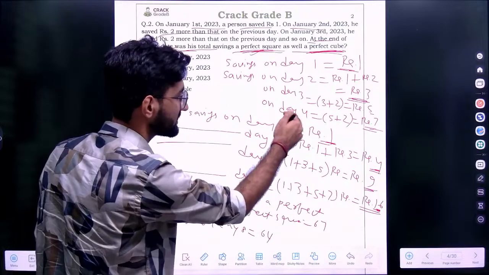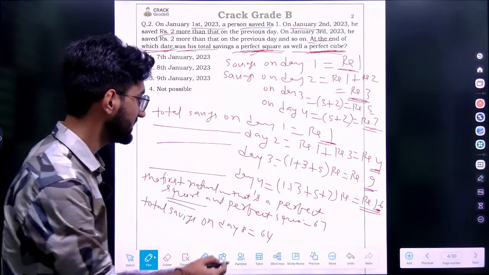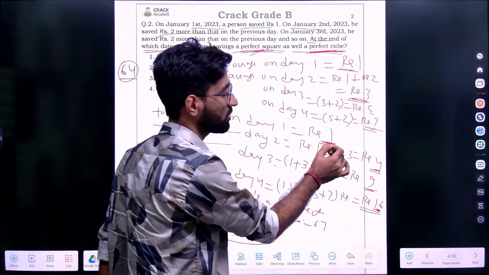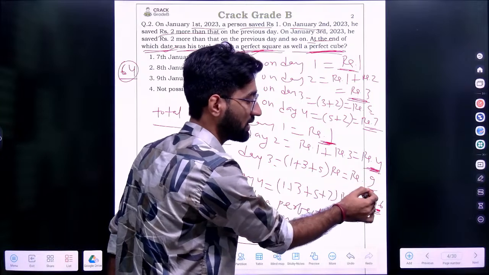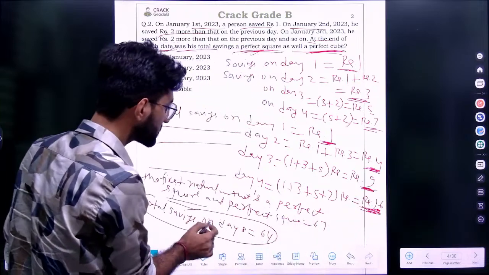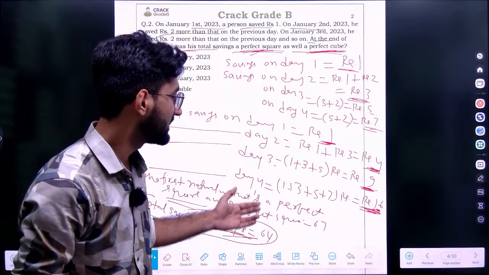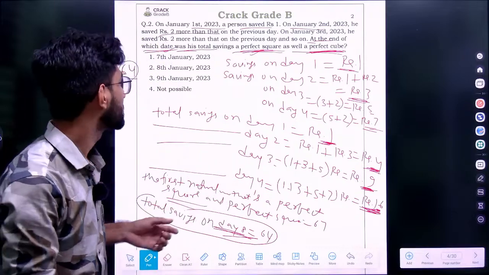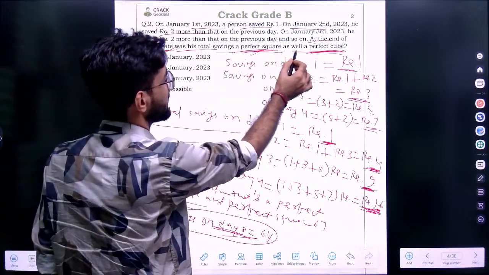You can try to add the savings on day 1 plus day 2 plus day 3 and day 4, day 5, day 6, day 7, day 8. Obviously the total savings on day 8 is going to be equal to 64, because you are able to see that total savings on day 1 is the square of 1, total savings on day 2 is the square of 2, total savings on day 3 is the square of 3, total savings on day 4 is the square of 4. So total savings on day 8 is equal to the square of 8. It means total savings on day 8 is 64, and we know that 64 is a perfect square and 64 is a perfect cube, right? So at the end of the 8th day, his total savings is a perfect square as well as a perfect cube.